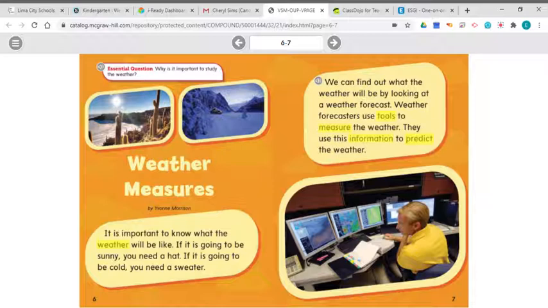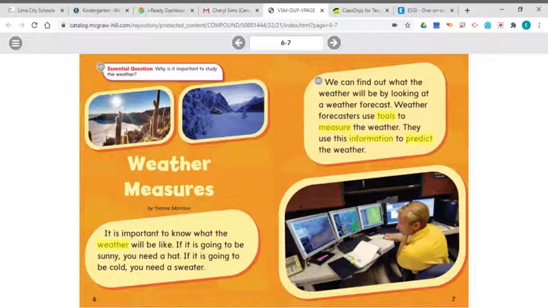The story that we're going to read, or the selection we're going to read, Weather Measures, is another explanatory text. And remember that explanatory text explains something and it gives information to tell how or why something happens. And it also uses facts in that explanation. As we read Weather Measures, I want you to think, why is it important that we study the weather?